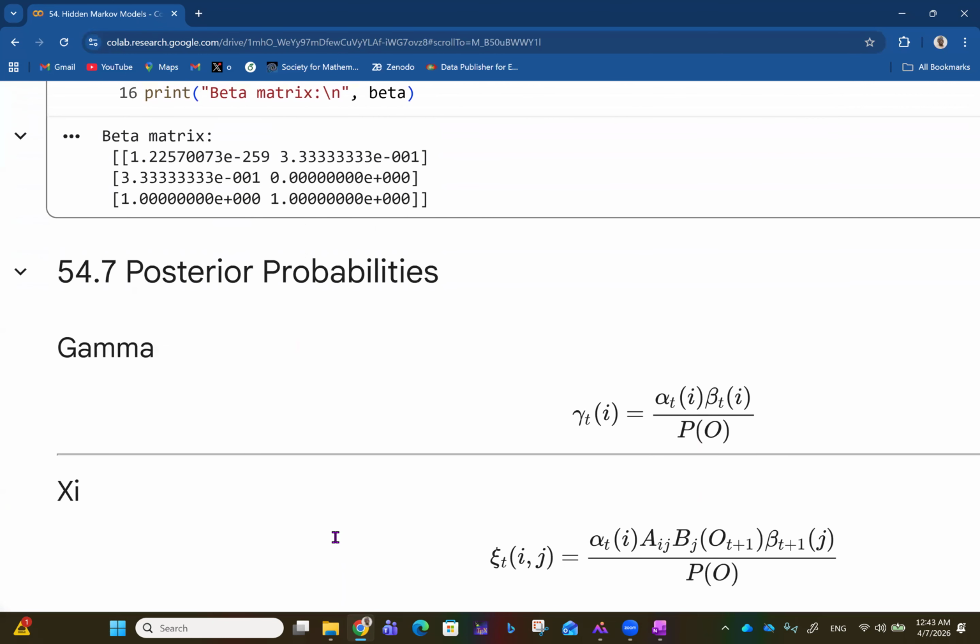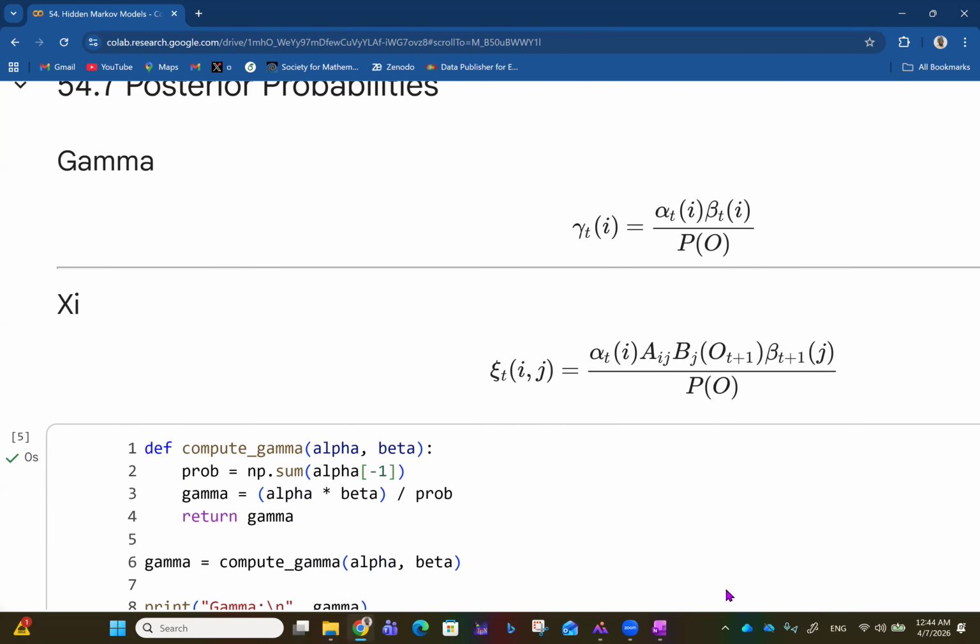Then we talk about posterior probabilities. For posterior probabilities, we talk about gamma. That is gamma sub t of i equals alpha sub t of i, beta sub t of i, all over p of O, that's p of observation. Then for psi, you have psi sub t of i comma j. That's alpha sub t of i, a sub ij, b sub j of o sub t plus 1, beta sub t plus 1 of j, and all over p of O, like that.